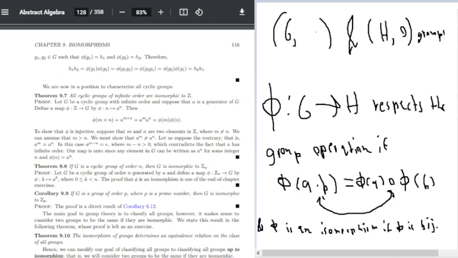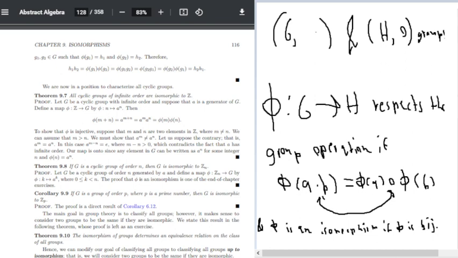To show that phi is injective, suppose that m and n are two elements in Z, where m is not equal to n. We can assume that m is greater than n, otherwise we just swap around n and m. We must show that a to the m is not equal to a to the n. Let us suppose the contrary, that is, a to the m equals a to the n. In this case, a to the m minus n equals e, where m minus n is greater than 0, which contradicts the fact that a has infinite order.